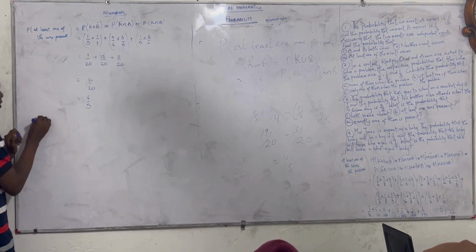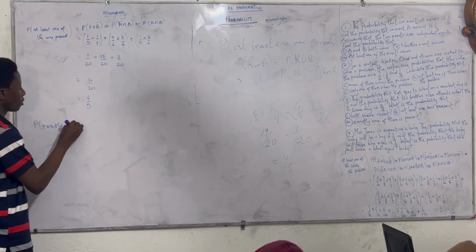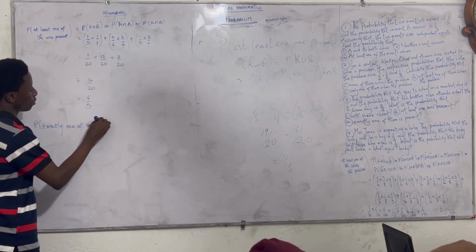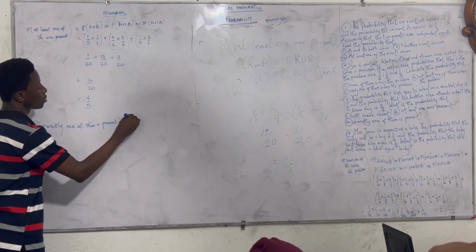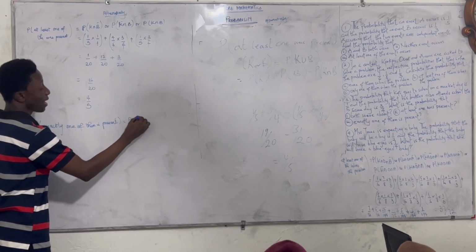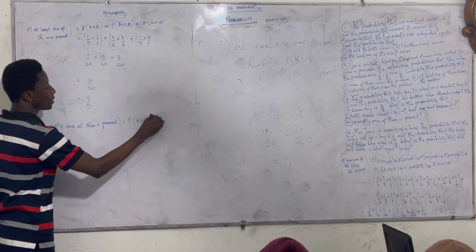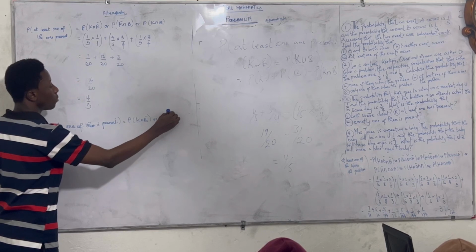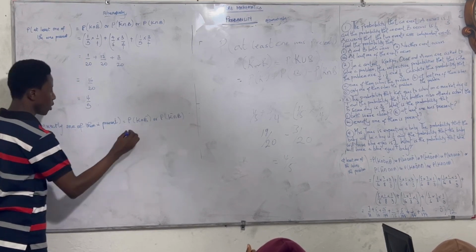Probability that exactly one of them. We've been doing this over and over again. So it's either Kofi is present and the brother isn't, or Kofi is not present and the brother is. That's all. Exactly one of them.